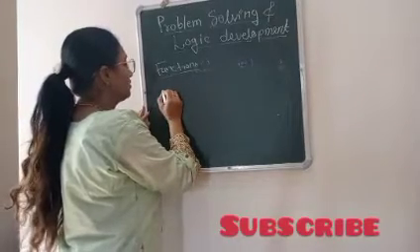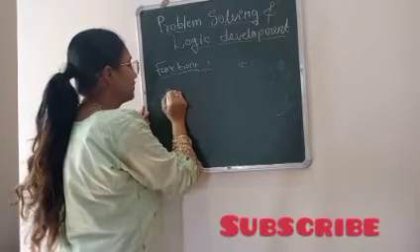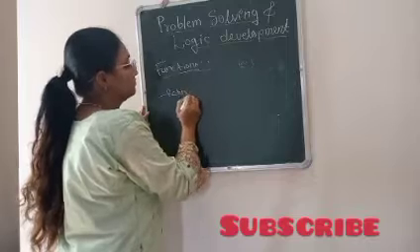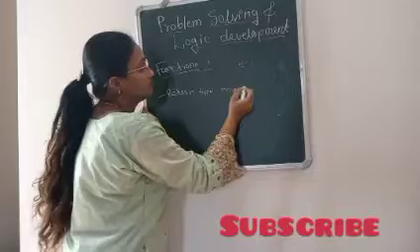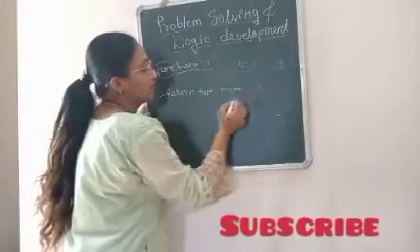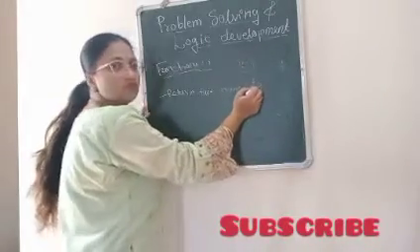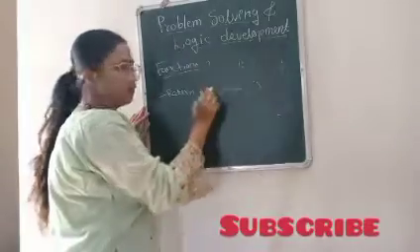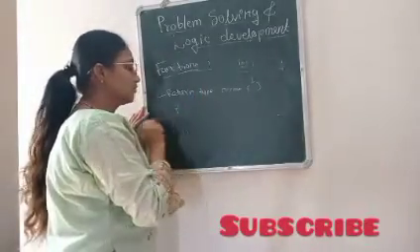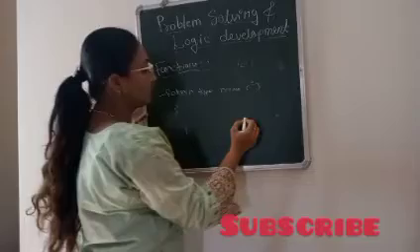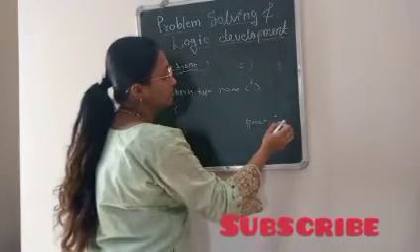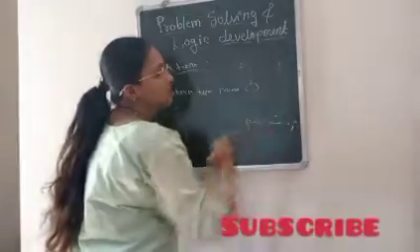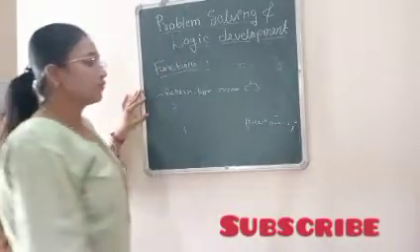Now, how to write a function? First you write the return type, then the name of the function, then brackets. If you have some arguments you write them, otherwise it will be empty. Then you write the statement block. And how to call the function? Simply the function name and a semicolon. This is the way to call a function.